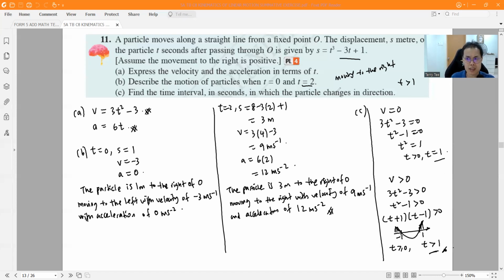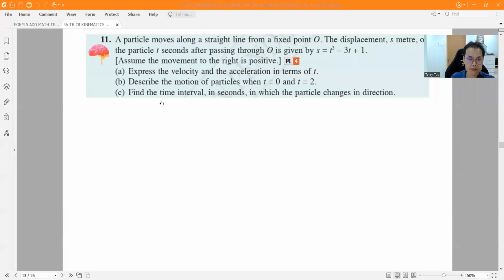Maybe they should say the time interval when the particle is moving to the right. Then that would yield this answer. If not, they say find the time interval when the particle changes direction, and the answer is this one. Okay, that is for number 11.